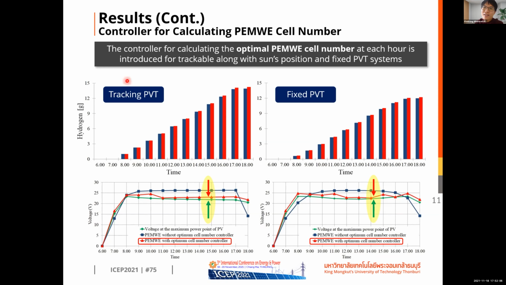And you can see that after implementing our controller, the hydrogen can be increased every hour. If you look here, the operating voltage point in the blue line shifts down after implementing the controller, to the red line. The green line is the maximum power point of the PV. As we showed before, the optimum operating point is a little bit above the maximum power point of the PV. Then we introduce the controller to achieve this for both.